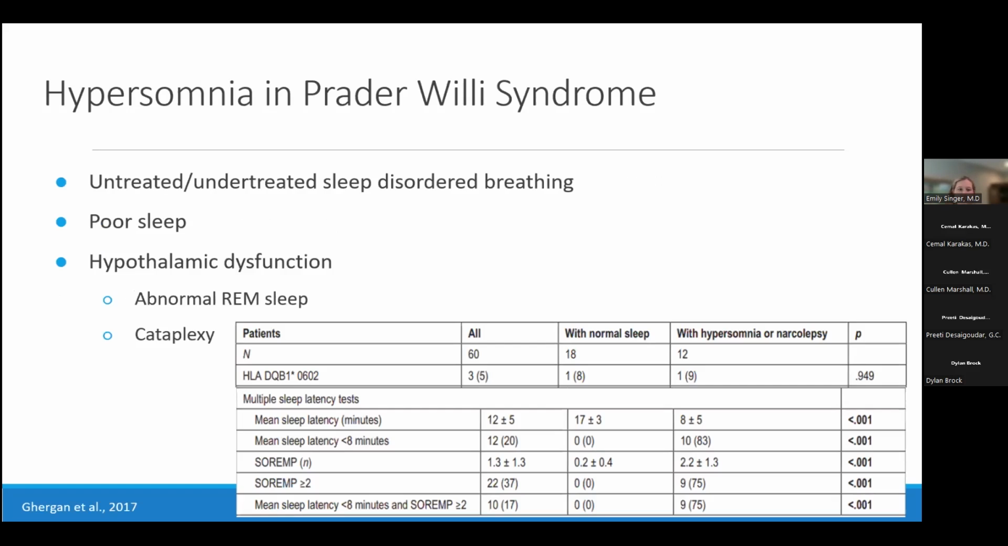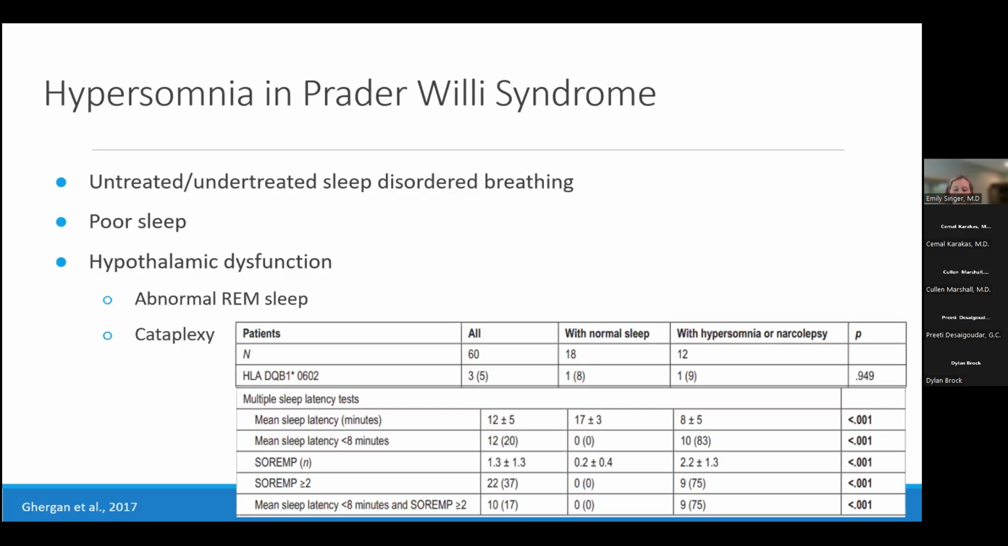All right, so to switch gears to the other issue for children with Prader-Willi syndrome, which is the issue of hypersomnia. These children are likely having daytime sleepiness from multifactorial issues. So often there's untreated or undertreated sleep disordered breathing. They also often have poor sleep quality in and of itself. And then they can also have hypothalamic dysfunction.